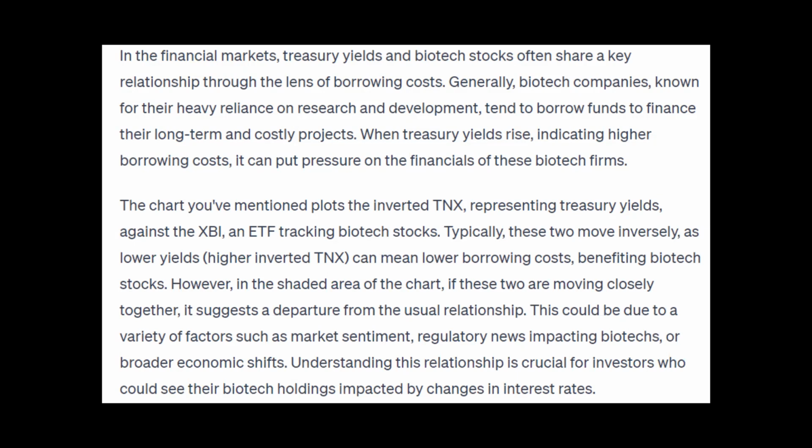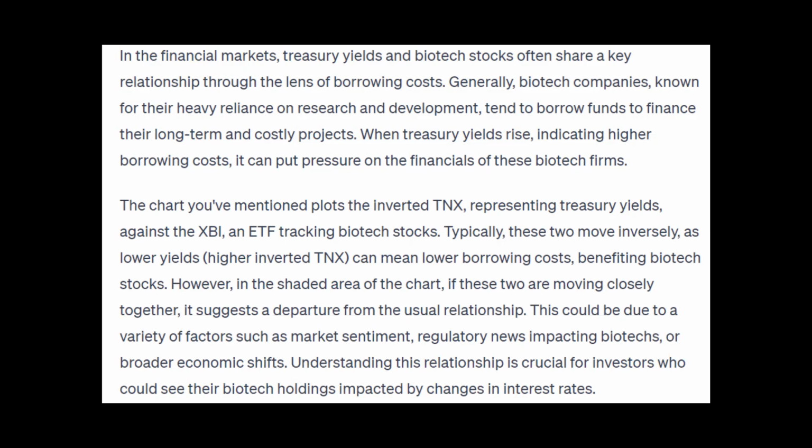So when we show the charts that show the inverted TNX representing treasury yields against the XBI, which is an ETF that tracks biotech stocks, typically these two move inversely, as lower yields can mean lower borrowing costs, right? Benefiting biotech stocks. So as treasury yields come down, it makes it easier for these biotech companies to go out and borrow money, and raise money so they can further advance their research and development.